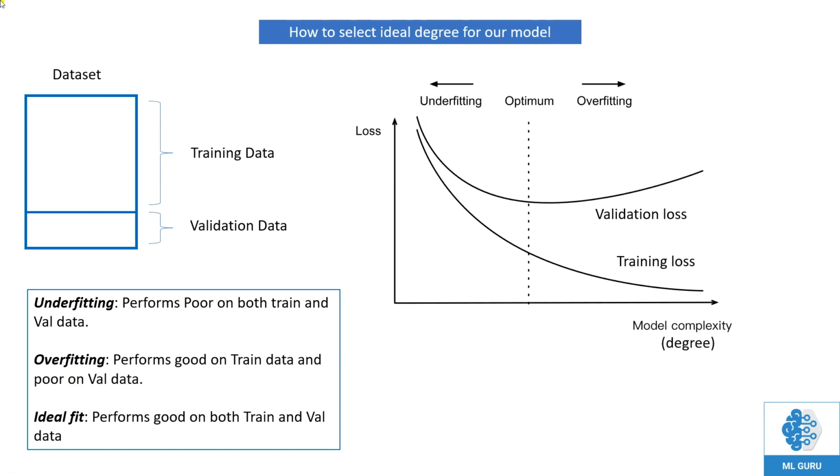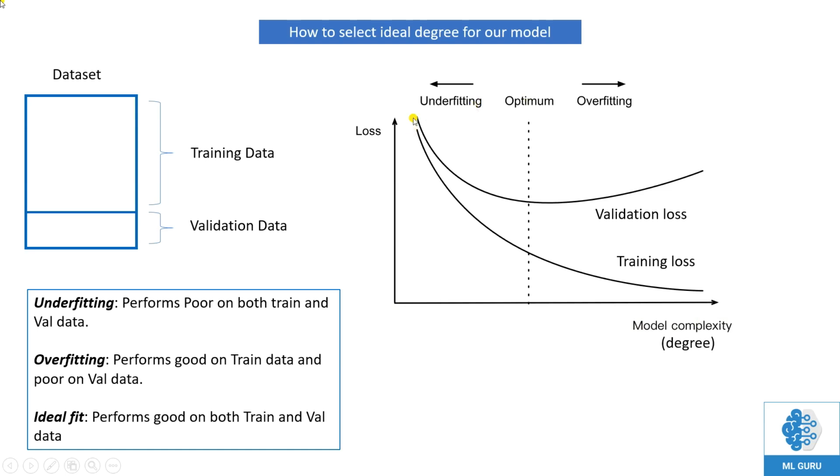Now to select the ideal degree for our model, you must have a variety of options for choosing the degree of your model. In our case, the degree denotes the complexity of our model. The more the degrees, the higher the complexity of our model. So on the x-axis we have our model complexity, in this case the degree, and on the y-axis we have our loss, which is nothing but the mean squared error loss. So we try different values of degree, right from 1 degree, 2 degree, and so on.